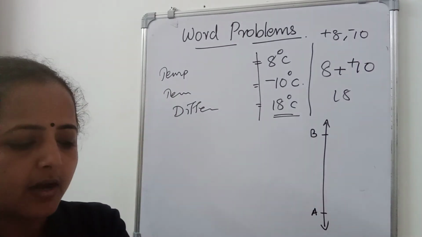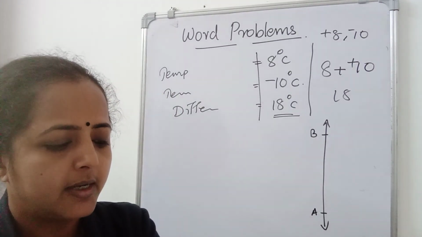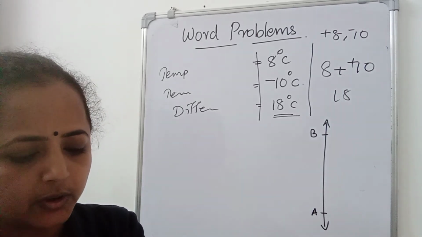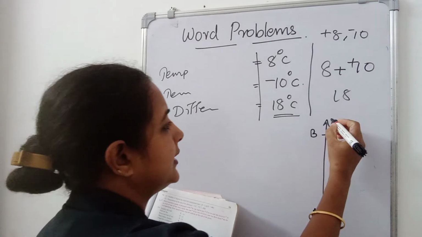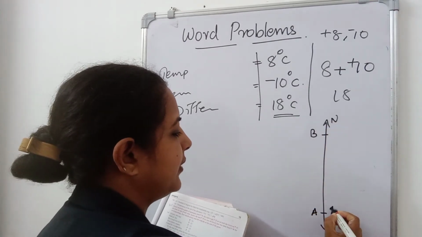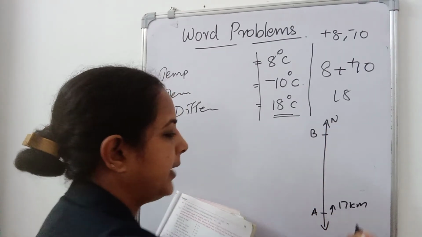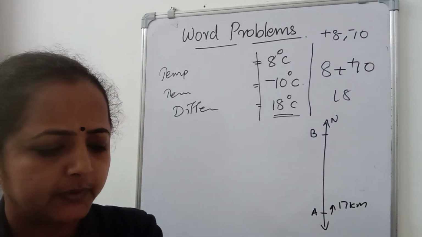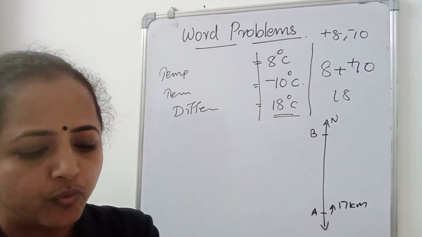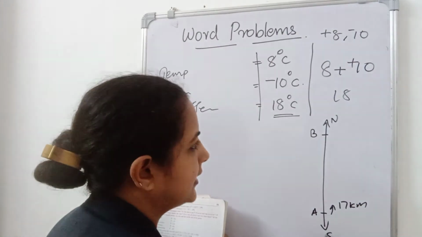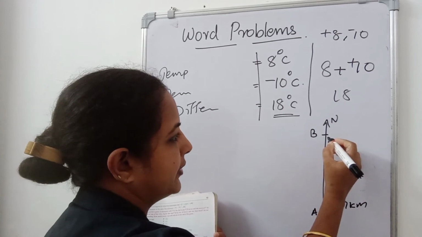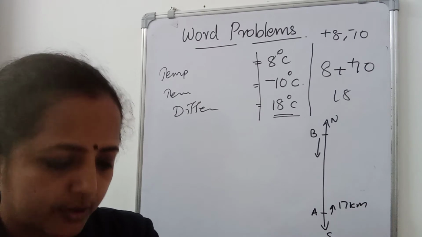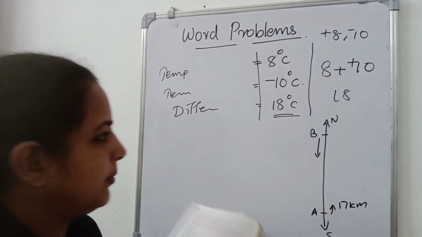Our question is, a car moves 17 km north from point A, then moves 14 km south. Towards north it is moving. From A, it is moving 17 km and reaches B. And then moves 14 km towards south. South is here, north is here. After reaching here, it comes down again, that means towards south along 14 kilometers.